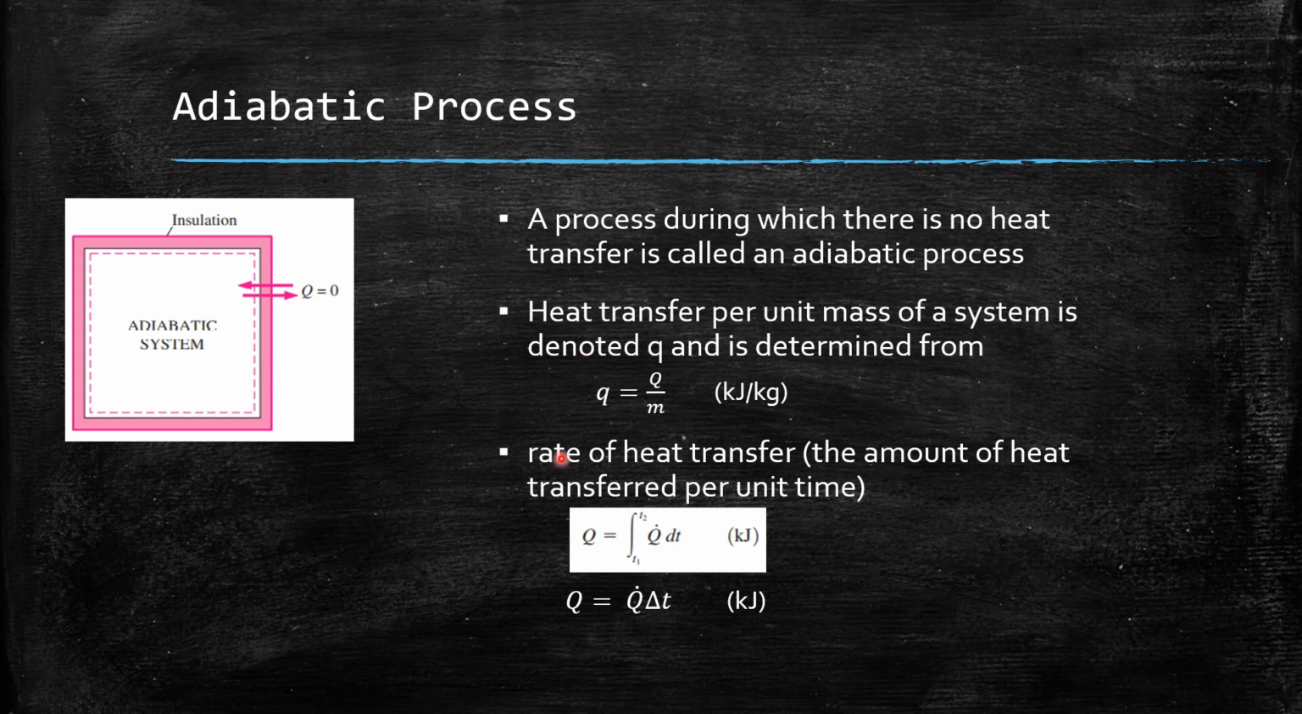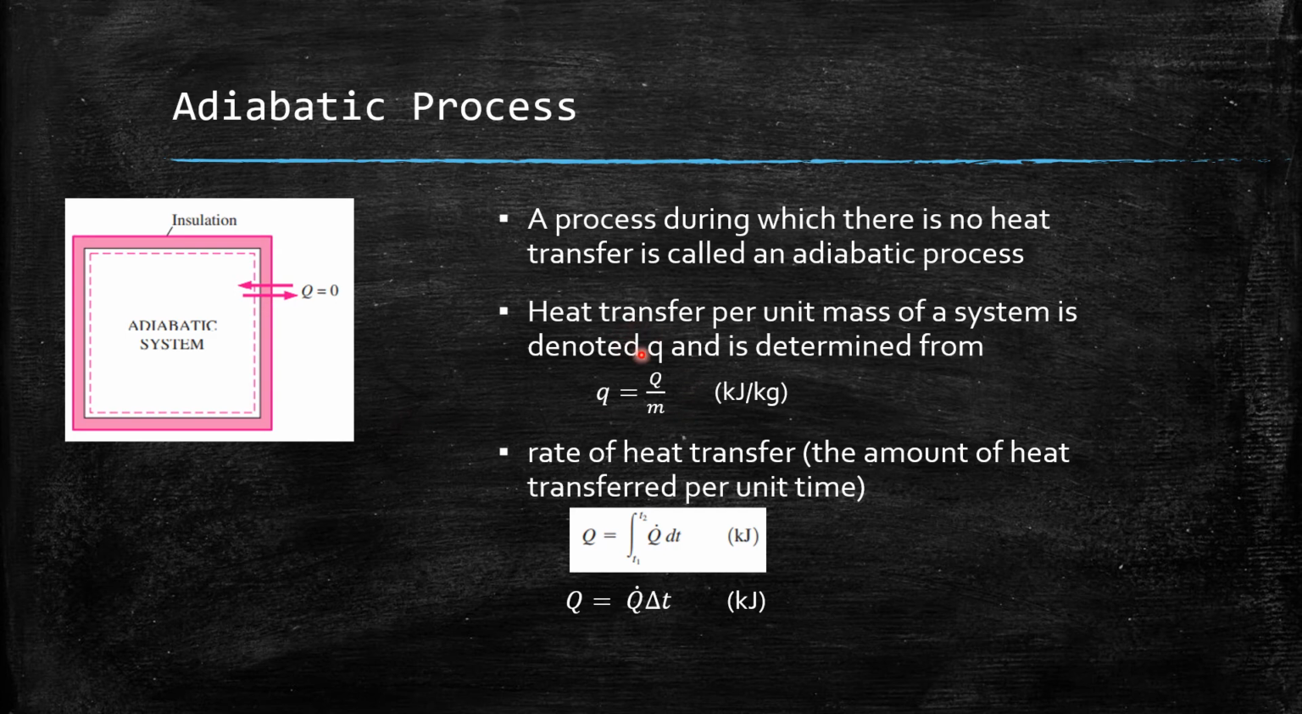An adiabatic process should not be confused with an isothermal process. Even though there is no heat transfer during an adiabatic process, the energy content and thus the temperature of a system can still be changed by other means such as work.